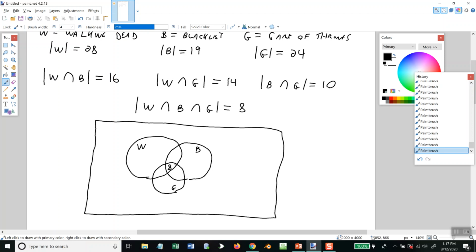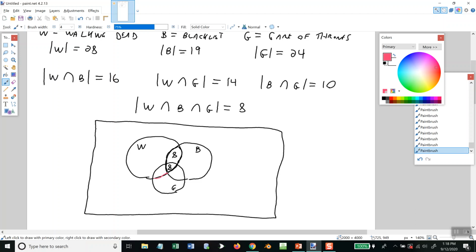Now, in addition, Walking Dead and B, B is Blacklist, says there's 16 there. So this right here is the intersection of W and B, what I just drew a line around. If that's 16 and the center is 8, this has to be 8.